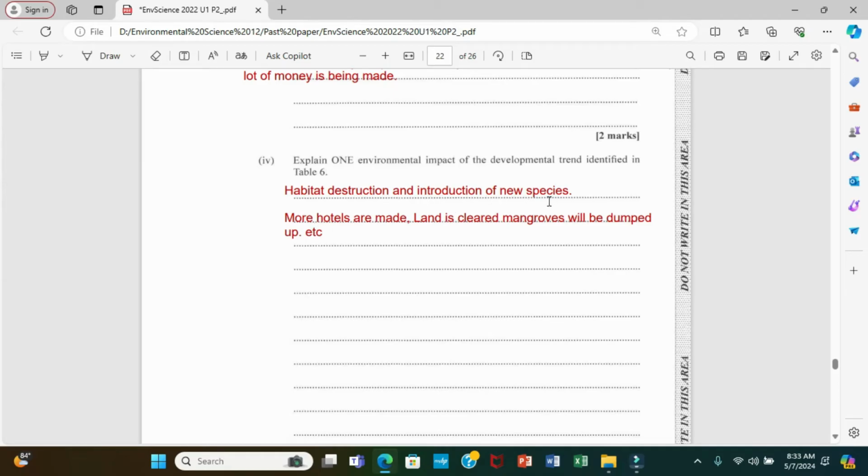Well, introduction of new species, we have a lot of tourists coming in. Because habitats are destroyed, species will move from one location to the next. And new species in another area normally cause problems, all right, as they establish in the food chain. So, of course, more hotels are made, land is cleared, mangroves will be dumped up. And, of course, that will cause destruction of biodiversity, which will make the environment unstable, result in more climate change, etc.